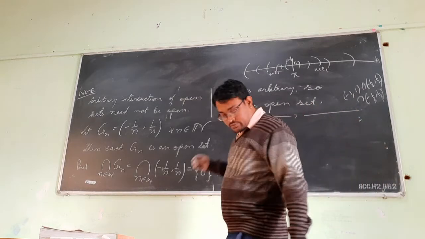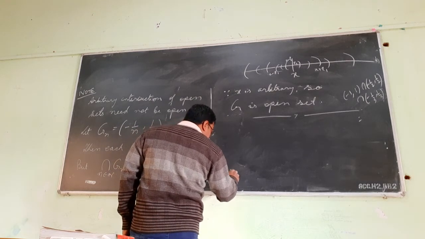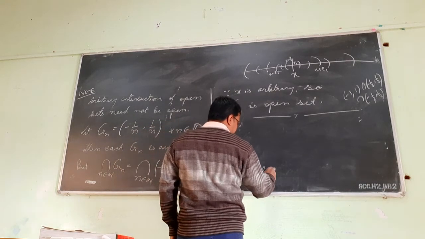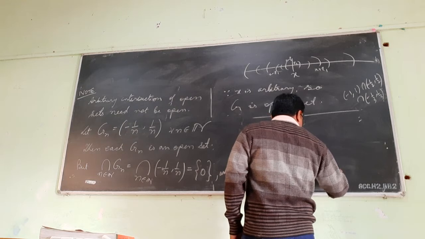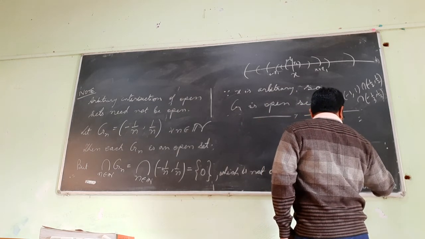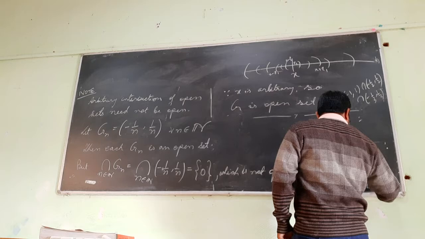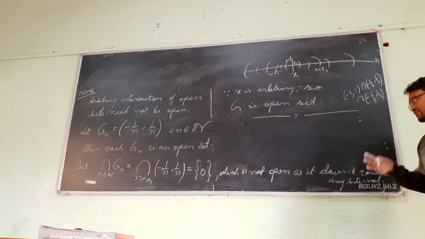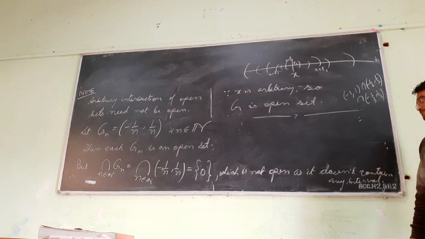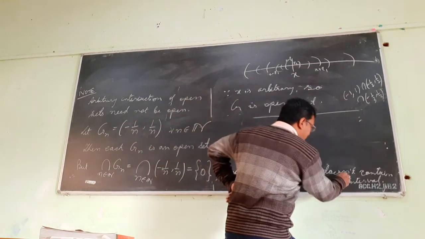Which is not open, which is not an open set, as it doesn't contain any interval. If a set doesn't contain any interval, then we can guarantee that it's not an open set. But if it contains an interval, we cannot guarantee. Then we have to check further. So if it doesn't contain an interval, we can easily say it's not an open set. It doesn't contain any open interval.